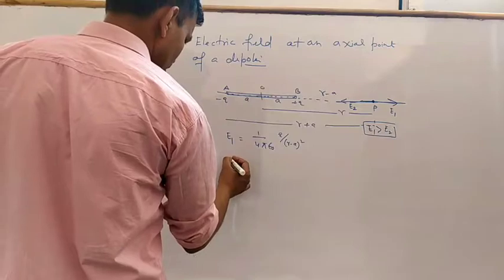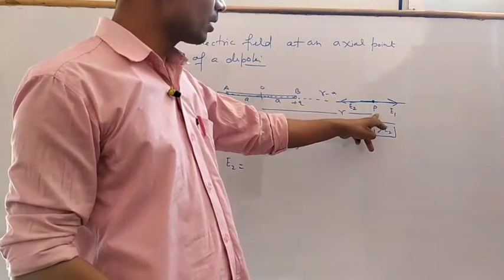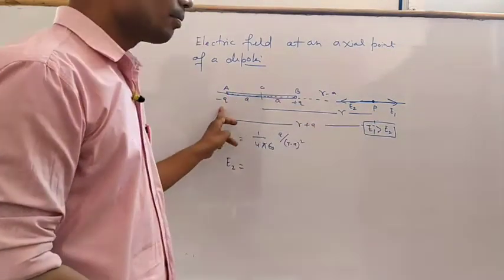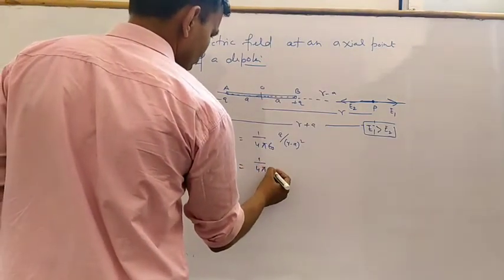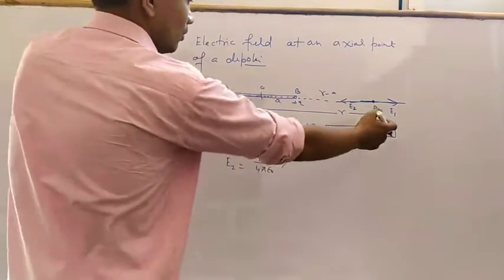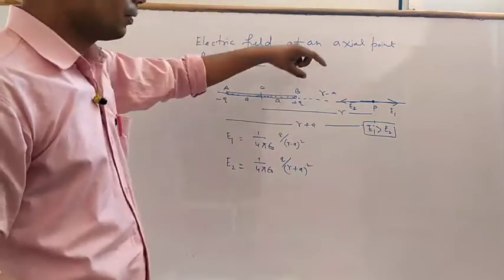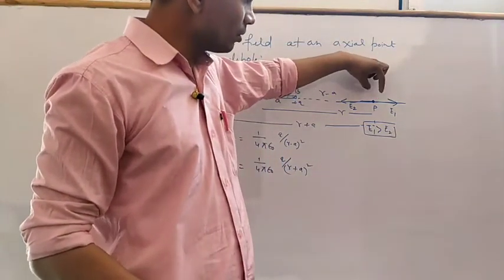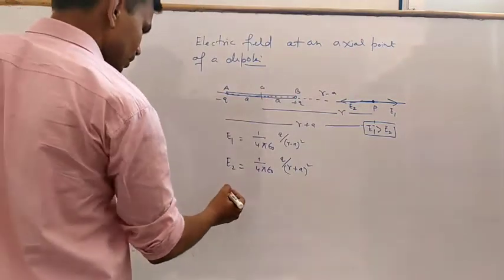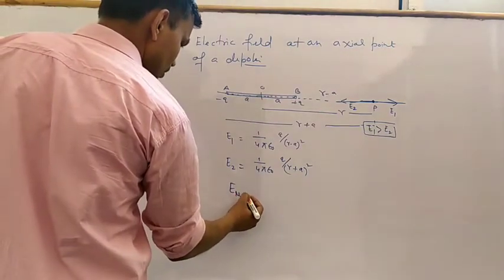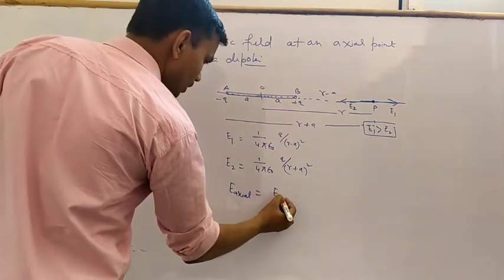Now second, E2, in magnitude the same, is the strength of electric field at point P due to the minus q charge. So E2 is 1 upon 4 pi epsilon naught q, and the distance from this to this is r plus a whole square. Now if we want to calculate E axial, the net electric field at the axial point, E net or E axial, is equal to E1 minus E2.